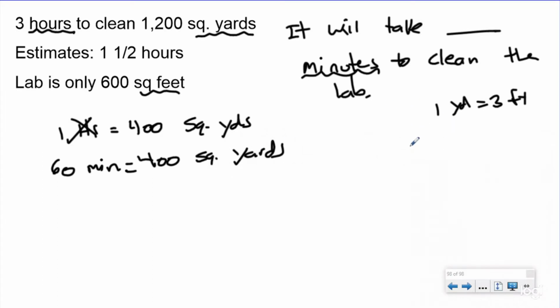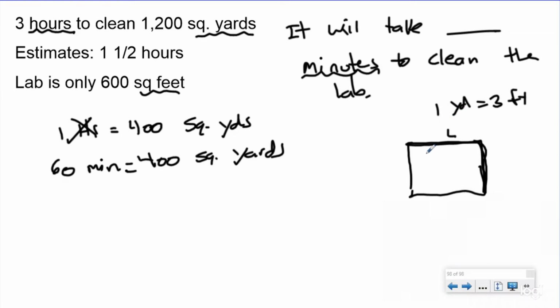So we have to go back to what we know about area, and let me draw a square here as much as I can, all right? And so if I have a square yard, what that means is I have 2 dimensions. I have length and width, okay? Now that's important because 3 square feet does not equal 1 square yard, all right?